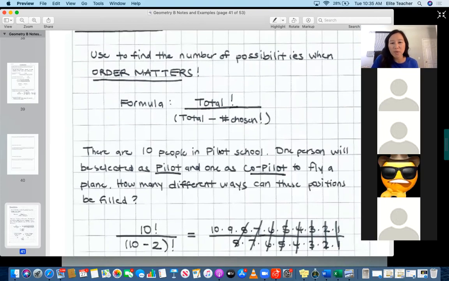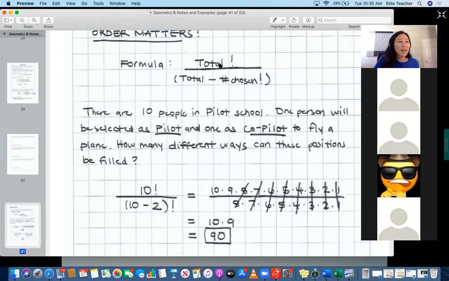So we'll see right here: say there are 10 people in pilot school, one person will be selected as pilot and one as co-pilot. See, it's different. Those two rankings are different. One gets to be the pilot, one gets to be the co-pilot. So the order matters. Say Jose's the pilot and Jade's the co-pilot. It's different if Jade's the pilot and Jose's the co-pilot if you switch it. So there's going to be a lot more options this way. I'm the captain though. So then how many different ways can these positions be filled?